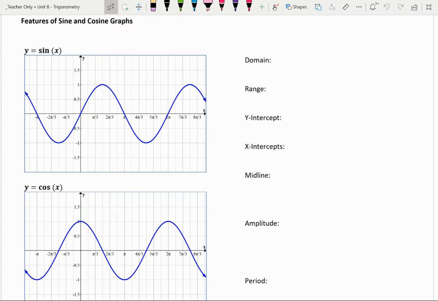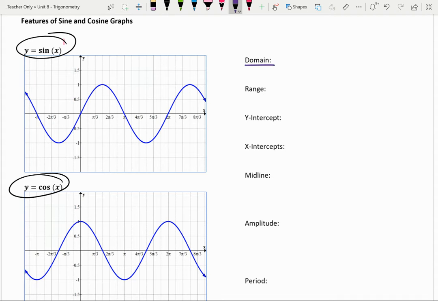So first of all, I just want to point out that my top graph is sine and my bottom graph is cosine. So some similarities there. Obviously, they both seem to be oscillating. They both go back and forth between -1 and 1. Sine starts at 0, 0. Cosine starts at 0, 1. So a lot of similarities and just a couple of differences between them. So let's look at these features more in depth.